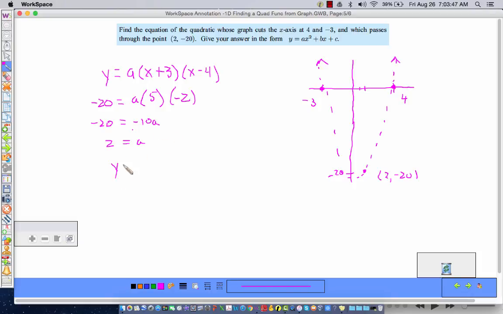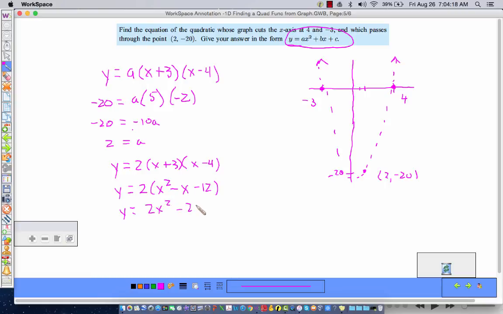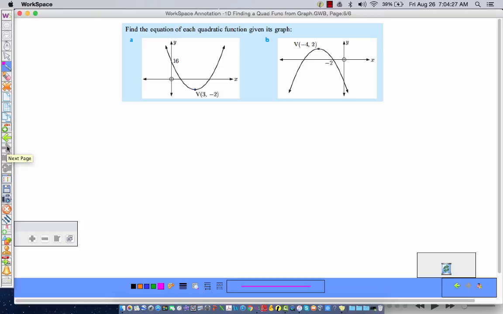So now I have y equals, replacing a with 2, 2 times x plus 3, times x minus 4, and I have to put it in this form. So all I have to do is expand this. Y equals 2 times, expanding x plus 3 times x minus 4, it becomes x squared minus x minus 12, distributing the 2, y equals 2x squared minus 2x minus 24. Booyah! All right, only one more example for you, and we'll wrap this up.